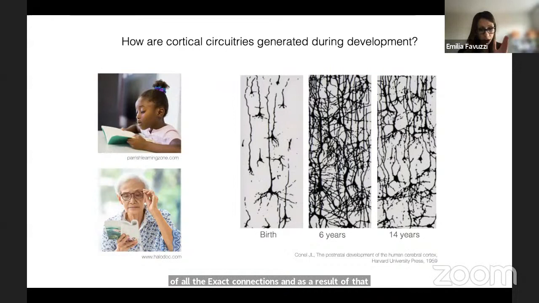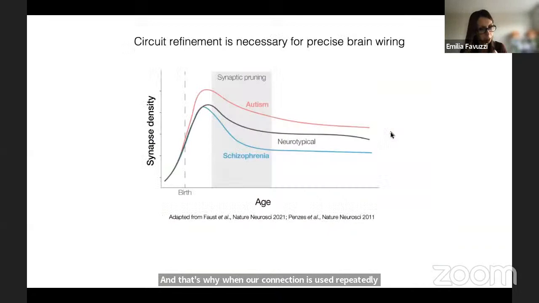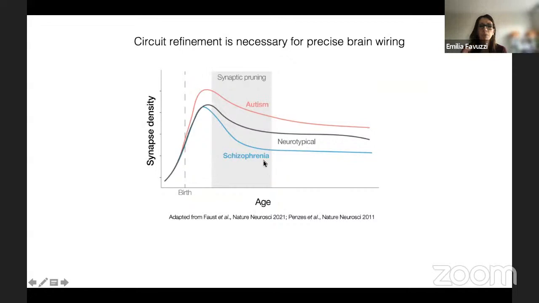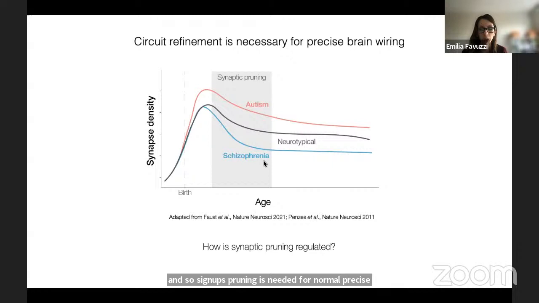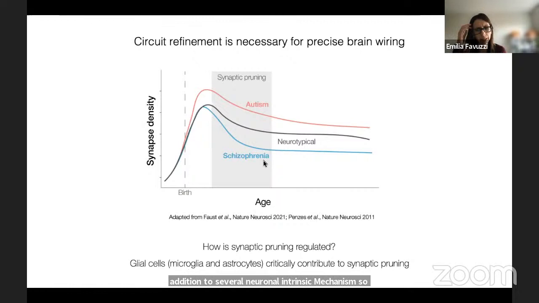And that's why when a connection is used repeatedly during development, it then becomes permanent. And an additional reason is that defects in synapse pruning have been associated with a number of neurodevelopmental disorders such as autism or schizophrenia. So synapse pruning is needed for normal, precise brain wiring, but what does regulate pruning? Well, in addition to several neuronal intrinsic mechanisms, work from many labs over the last years has shown that glial cells, astrocytes, and microglia critically contribute to this process. So what are microglia? Microglia are the brain immune cells.